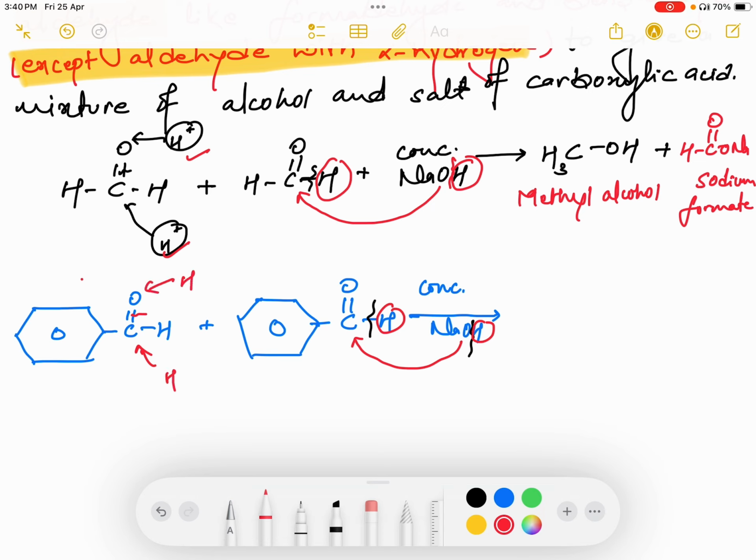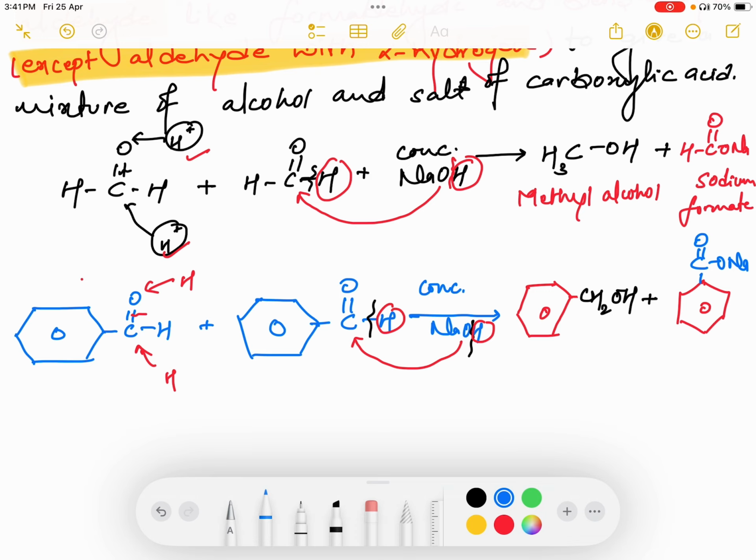To form a product looking like this, there will be two benzene rings, and here you will have CH2OH, and the other we have is a benzene ring, and there you have C double bond O, O Na. Okay, so this one is your Cannizzaro reaction.